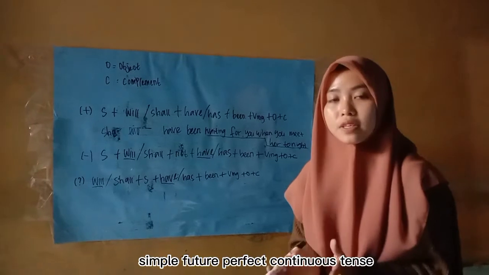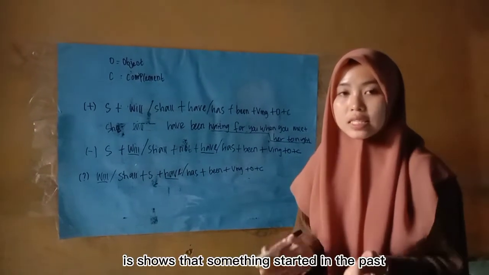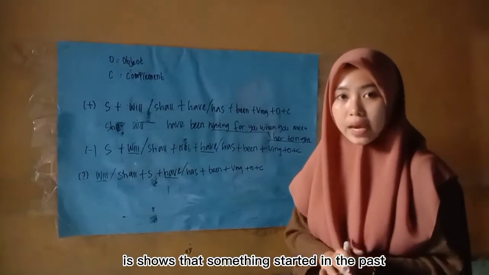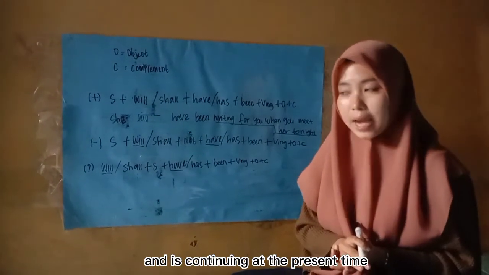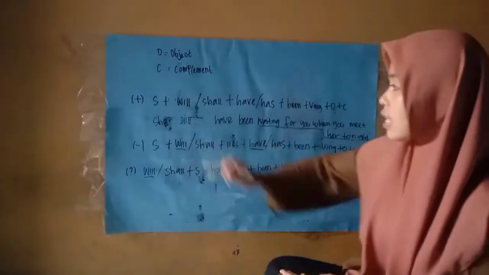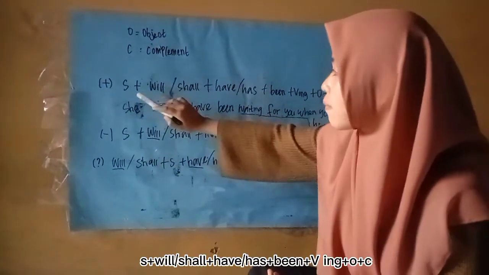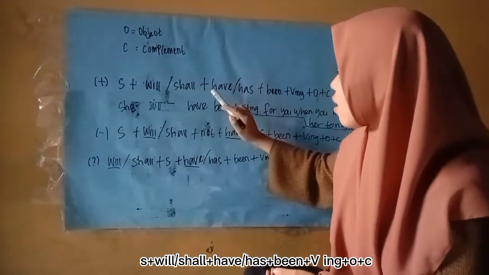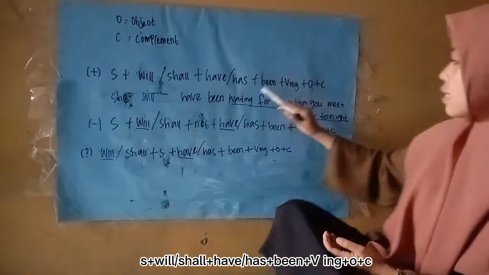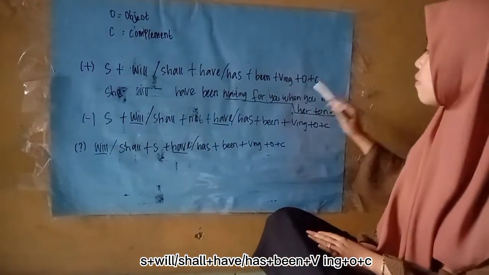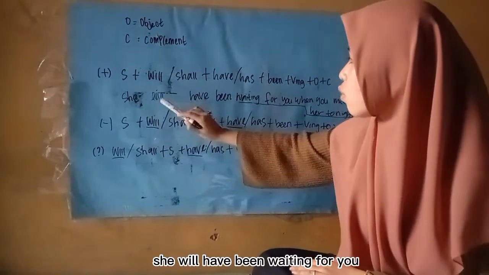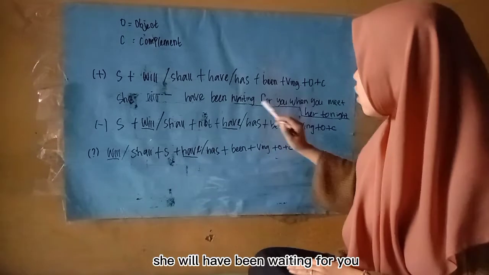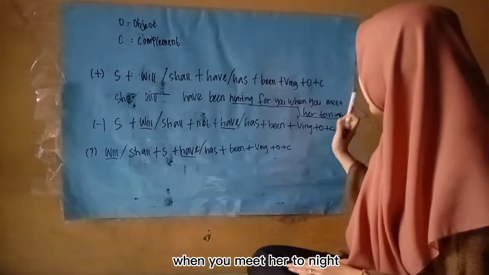The simple future perfect continuous tense shows that something started in the past and continues at the present time. Where the formula, if positive, is subject plus will or shall plus have or has plus been plus verb in plus object plus complement. Where the example is: she will have been waiting for you when you meet her tonight.